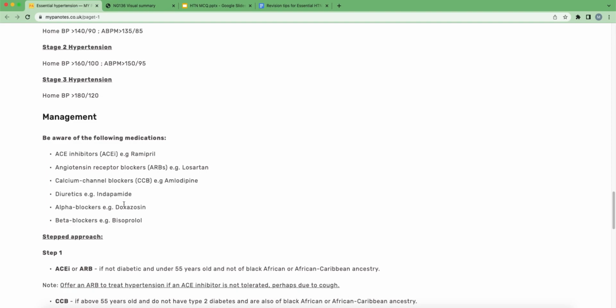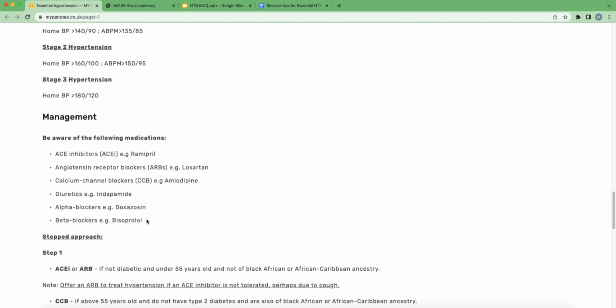Your alpha blocker, doxazosin, and your beta blocker, bisoprolol. Now, the beta blockers are not really used to manage hypertension unless a patient is female, around the age of being able to get pregnant, and then they may consider blood pressure tablets, but it's not bisoprolol. I think it's labetalol. You can check your local guideline to be sure about that, but that is a different case scenario.